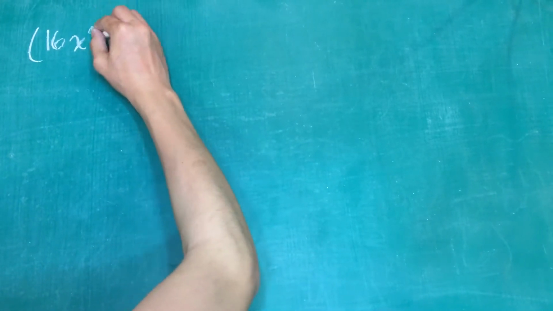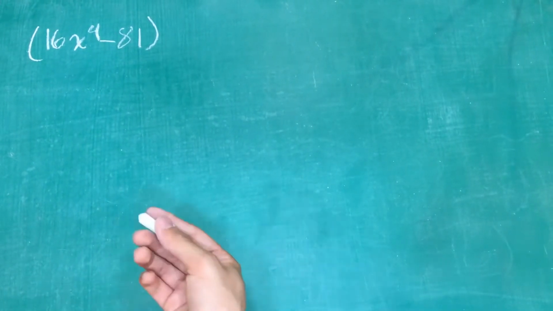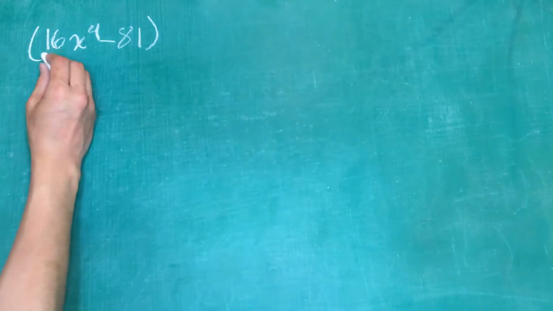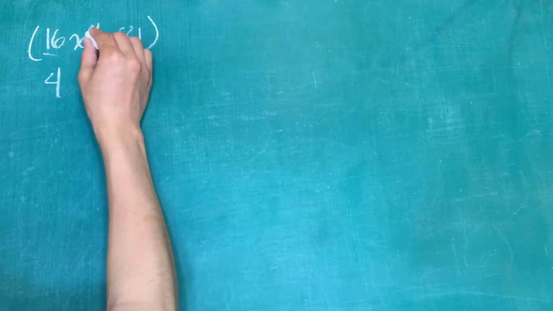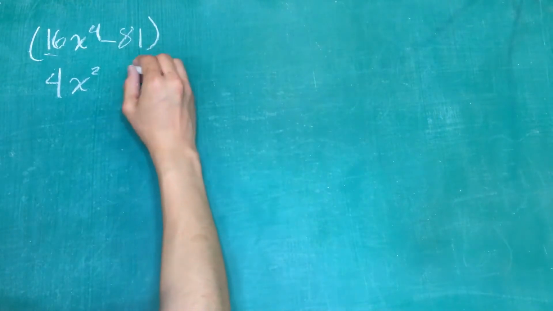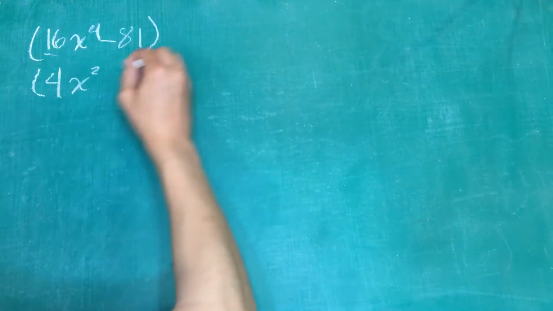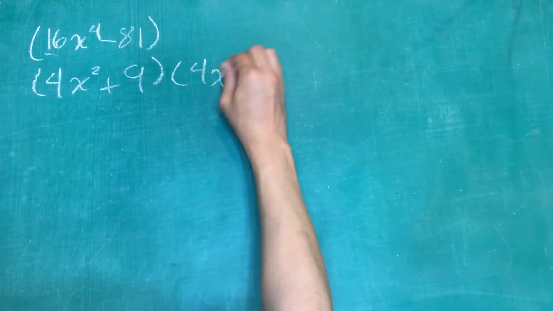Okay, we have reached our third and hardest problem. And we're going to have 16x to the 4th power minus 81. Now, the reason why this is the hardest problem isn't because the numbers are bigger, but because of the process we're going to follow. Let's see. The square root of 16 is going to be 4. The square root of x to the 4th power is going to be x squared. And the square root of 81 is going to be 9. And as before, we're going to have one adding, and we're going to have one that's going to be subtracting.